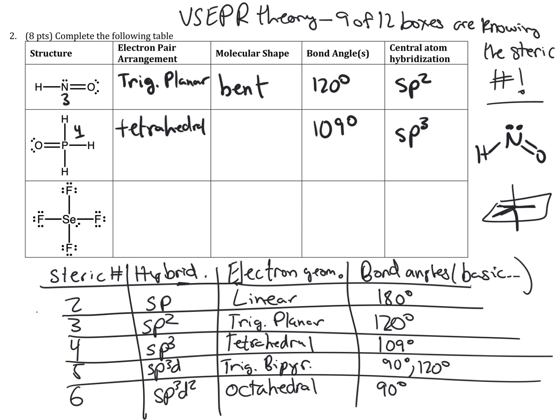It's going to look, again, I'm not going to draw out the tetrahedron. It's a little bit hard to draw. But again, when there's no lone pairs, the electron pair arrangement and the molecular shape are exactly the same. So this is also tetrahedral.